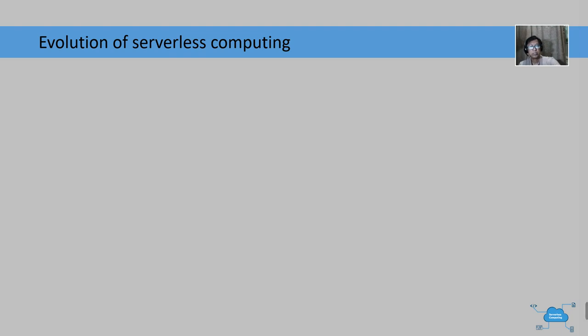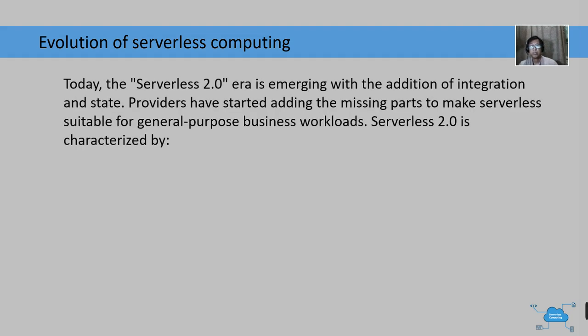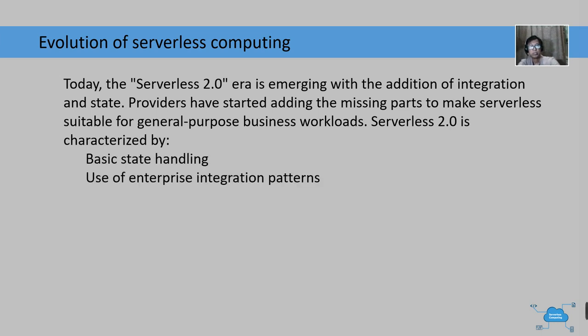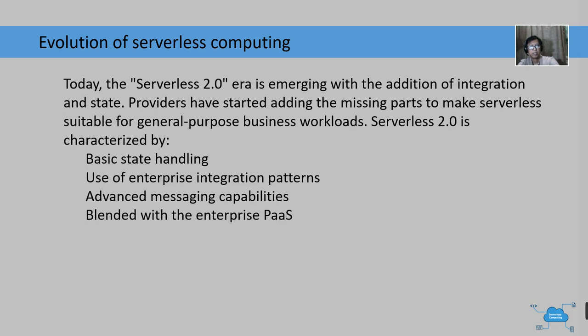Still under evolution of serverless computing. Today, the serverless 2.0 era is emerging with the addition of integration and state. Providers have started adding the missing parts to make serverless suitable for general purpose business workloads. Serverless 2.0 is characterized by basic state handling, use of enterprise integration patterns, advanced messaging capabilities blended with the enterprise PaaS, enterprise-ready event sources, state and integration.